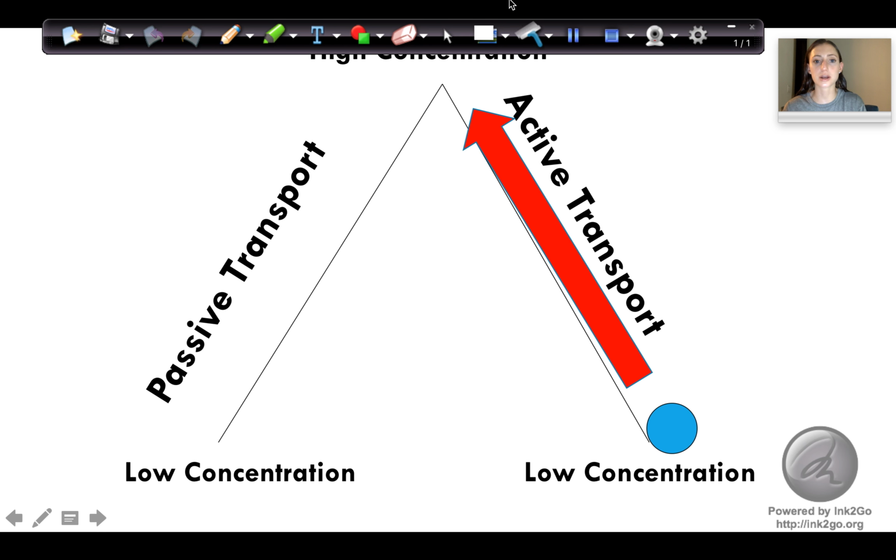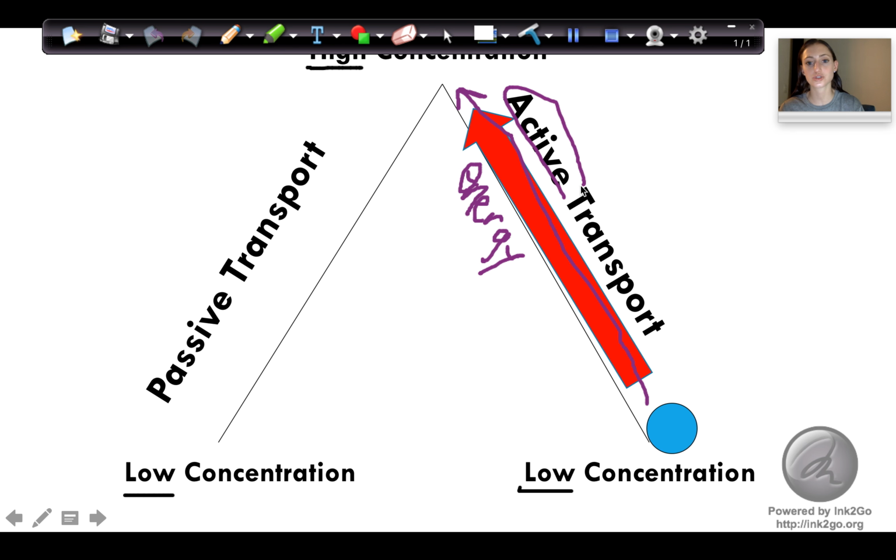Let's go ahead and go back to our mountain analogy where I have the high point at the top and I have the lows at the bottom. Now we're going to go to the opposite side. I have here a ball shown at the bottom and now I want to get it up to the top. Well, is it going to take energy? Of course. So going from low to high is going to require energy, and that will be our active transport.